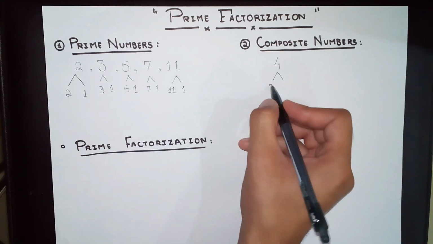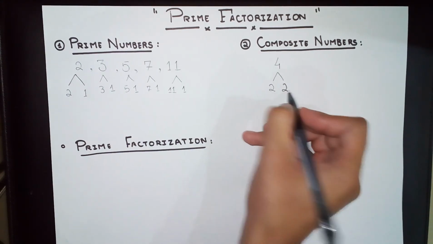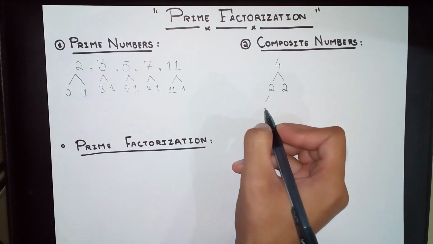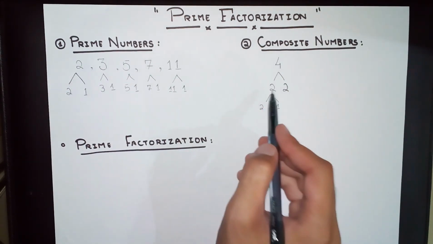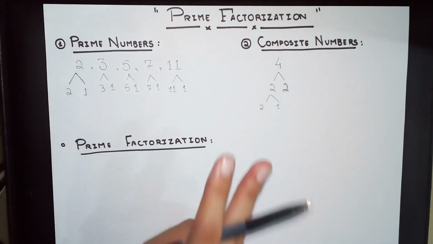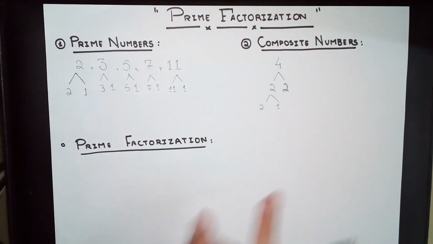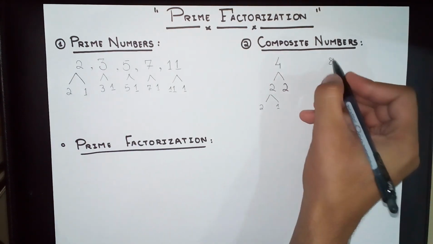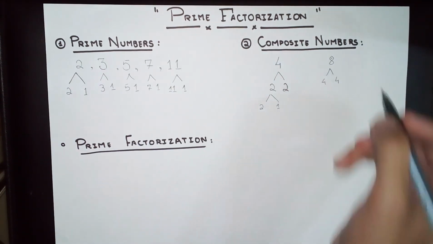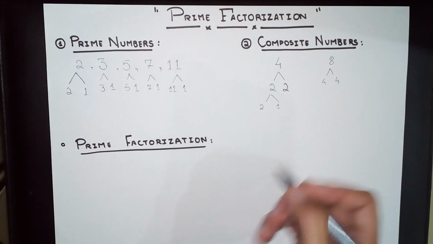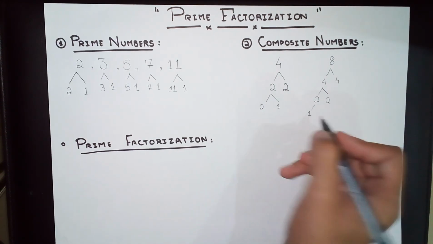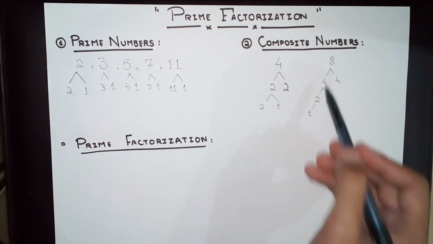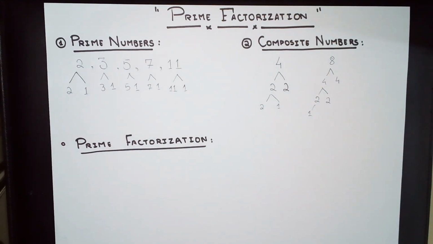You know why? It has actually 3 factors. We have 4, 2, and 1. More than 2, 3 factors. Now this is a composite number. We have 8. Now let's see how many factors 8 has. 1, 2, 4, and 8. 8 has 4 factors. Now we are ready for prime factorization.